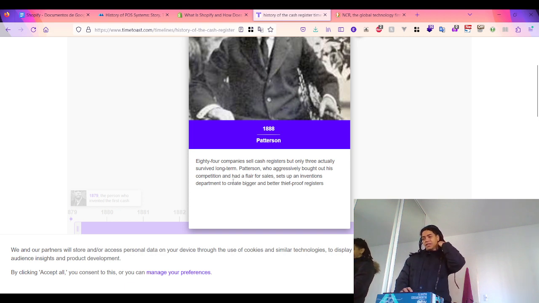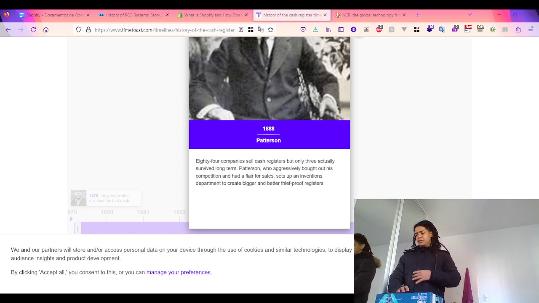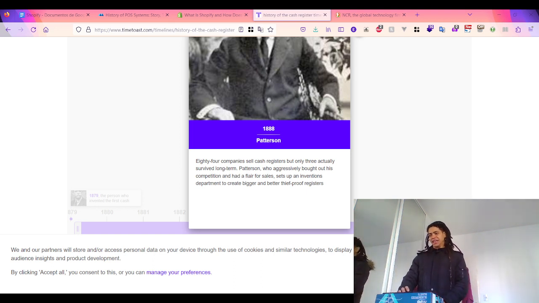Holy fuck, 84 and only 3 survive? Three divided by 84, that's like 3%. Oh my god. Holy hell.